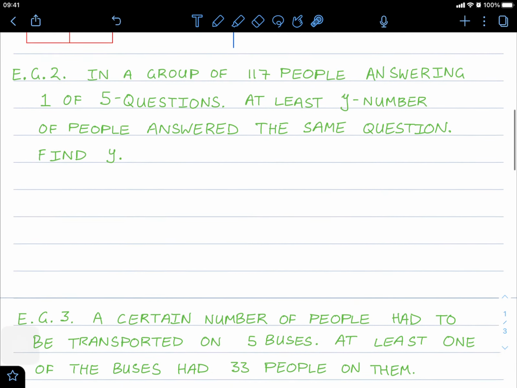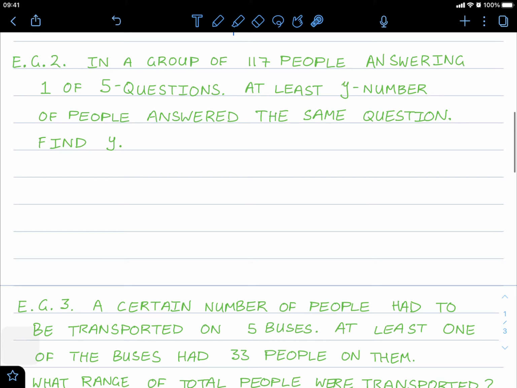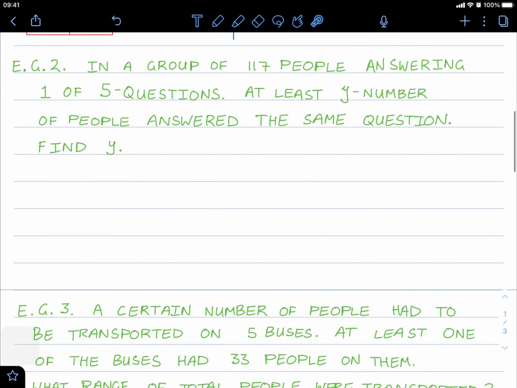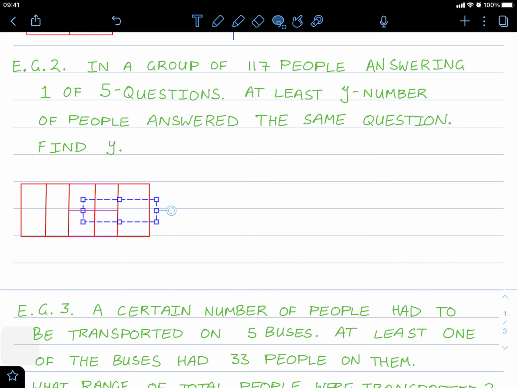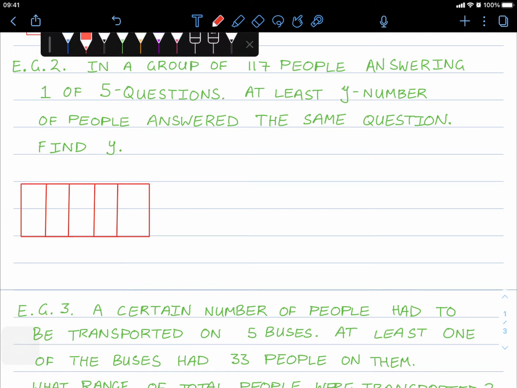In a group of 117 people answering one of 5 questions, at least Y people answered the same question. Okay, in the exact same way, let's make boxes for our questions. Here we are. 1, 2, 3, 4, 5. Here are our 5 questions.